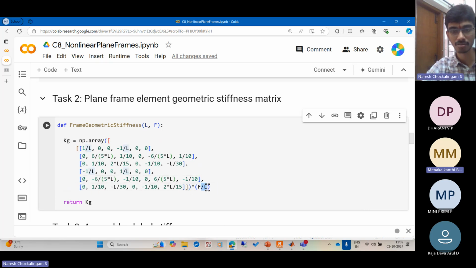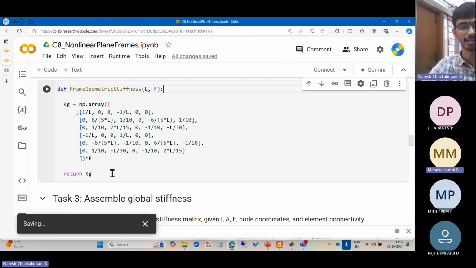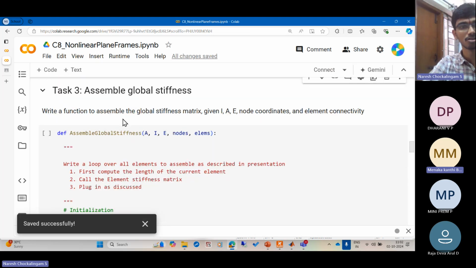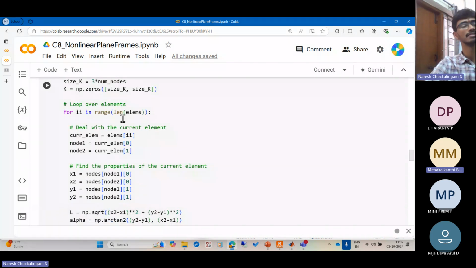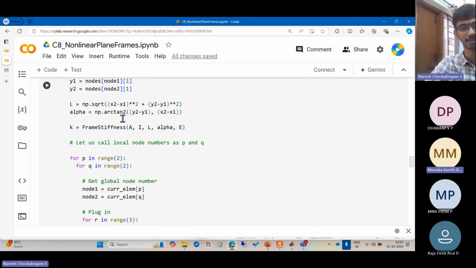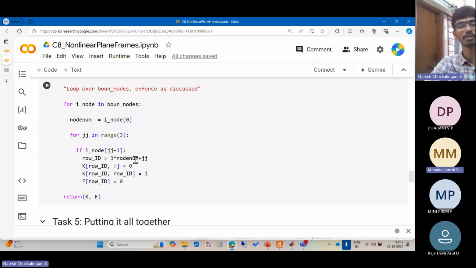There's no F by L because it's already there. So this is the matrix that we want. It depends only on L and F, right? So the arguments that will get into kg are only L and F. Then it will return kg. Assemble global stiffness, we are not going to touch. That's the same, right? There's totally no difference in the logic. All the transformations, all the element assembly, nothing will change. They are the same. Enforcing boundary conditions also, there is no change.